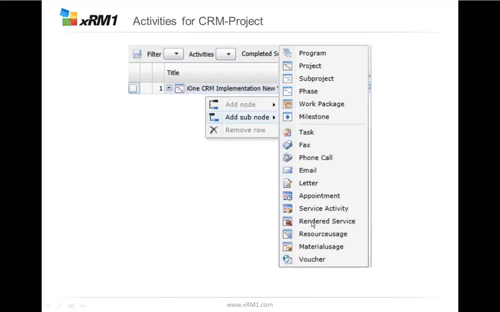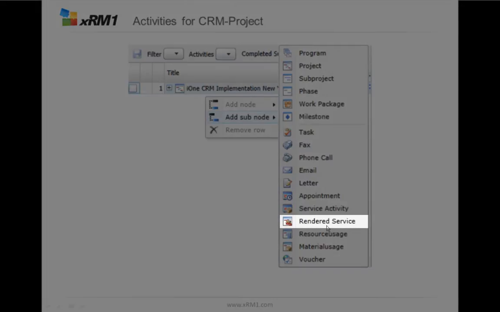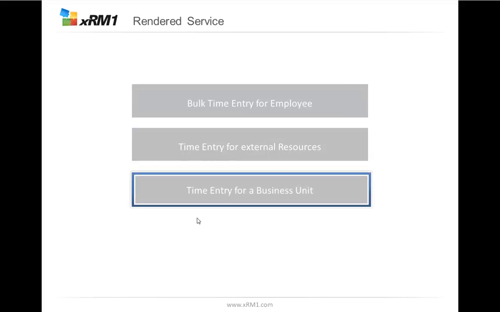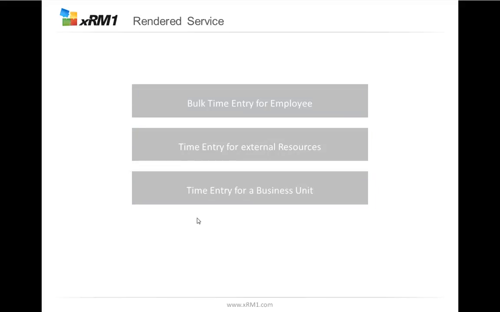There are some other activities in CRM-Project that are not standard. They are delivered with the xRM1. It is, for example, the rendered service. There are three purposes you can use the rendered service for. The first is the bulk time entries for employee. You can use it for time entry for external resources or as time entry for business units. Of course, not only time entry, also for planning and invoicing.